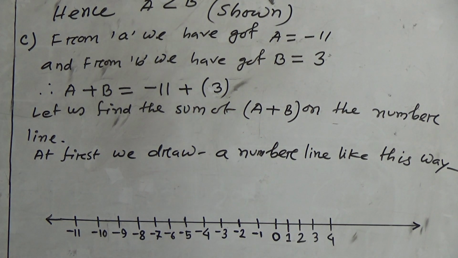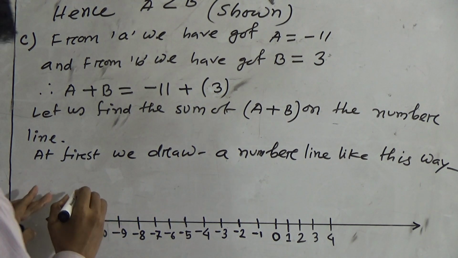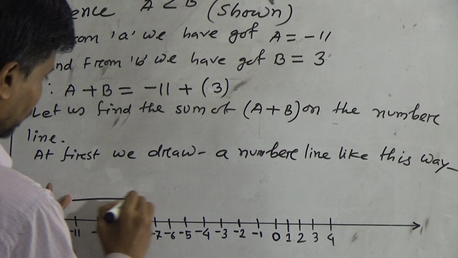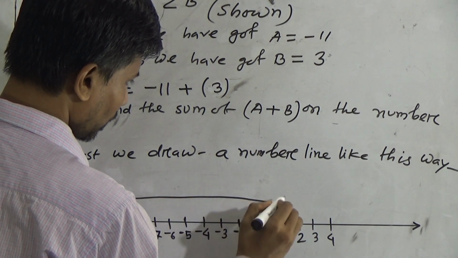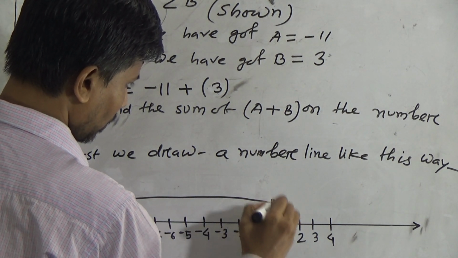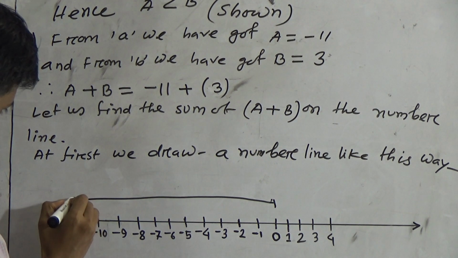Now we have to add. Look, at first A equal to what? A equal to minus 11. So minus 11 lies on the left side. Okay, look, up to this, zero to minus 11.